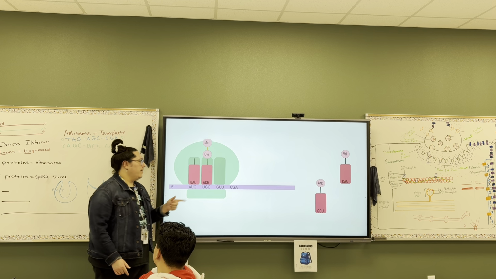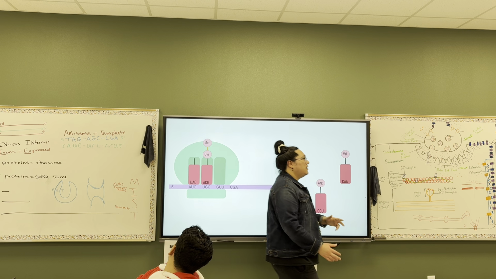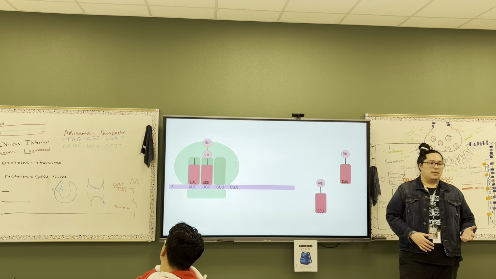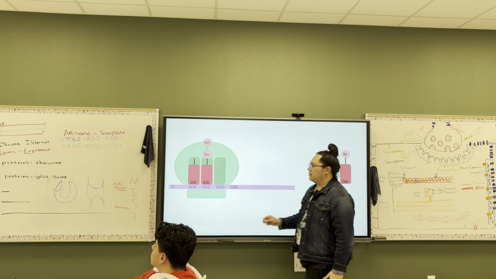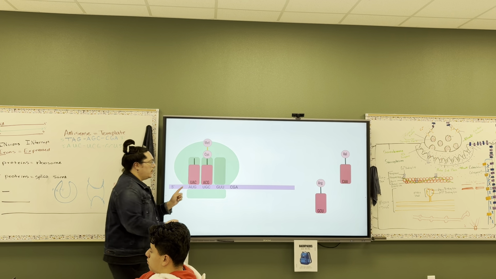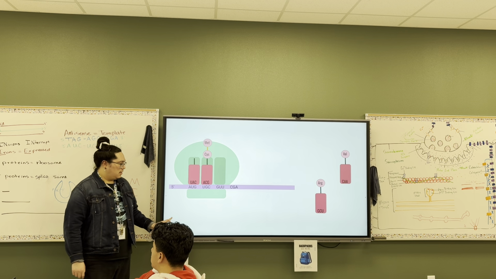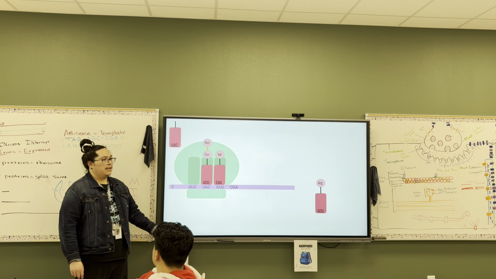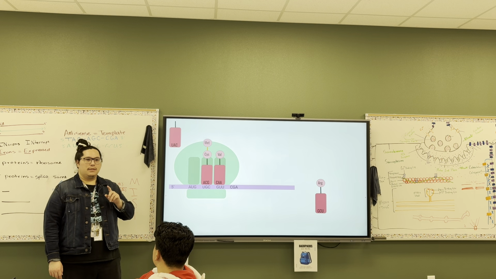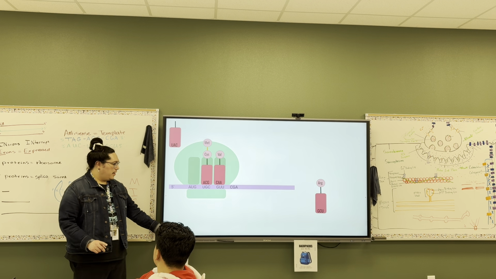But which one's going to arrive? If this one's GUU, what should the anticodon be? CAA. So which is which one? That. So one more time. As the old one exits, the new one arrives. Just like that. And then what's gonna happen? Peptide bond forms.